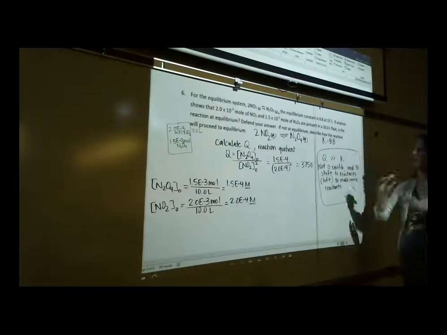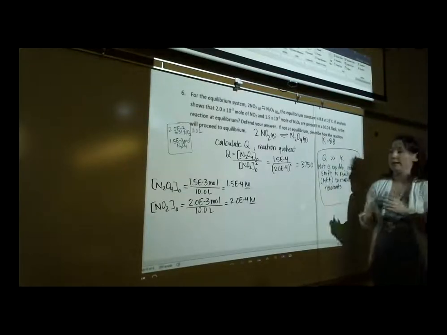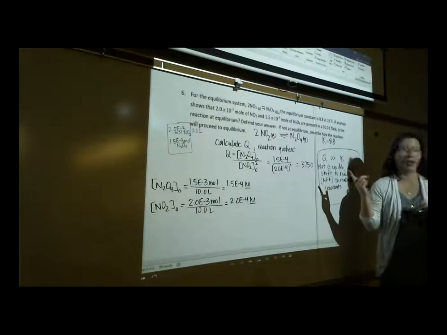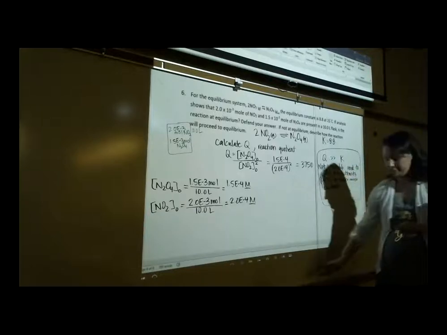So that is the answer. And the only way that you can answer a problem like this is by calculating Q. An ICE table is not going to do it for you, right? An ICE table won't do it. Any questions on this one before we end?